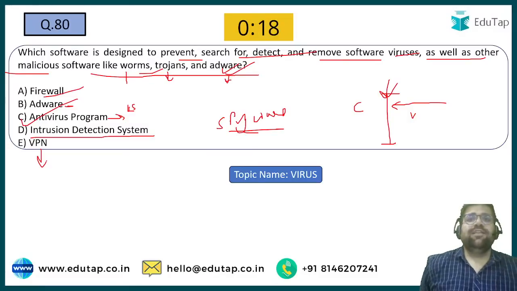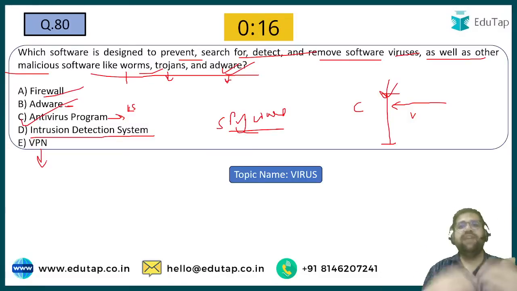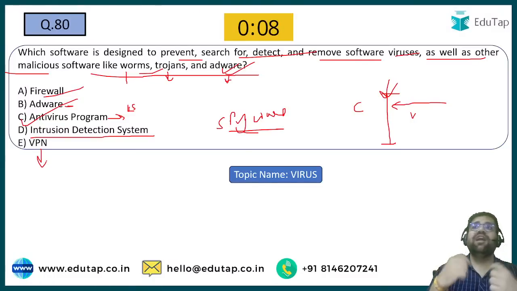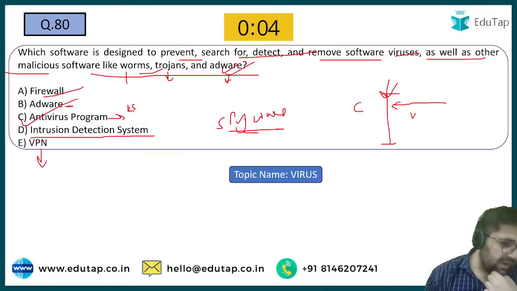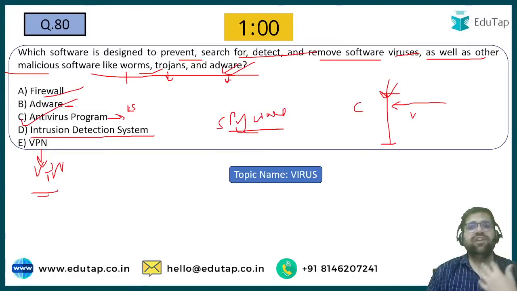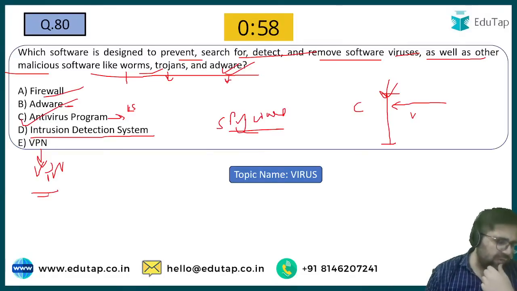Ransomware means that there will be some people on the dark web who will be coercing and blackmailing you that you have to transfer a certain amount of money into their account. So they will be asking for some ransom. Virtual private network. Good. Virtual private network is a kind of network which you develop for yourself so that you can remain safe.